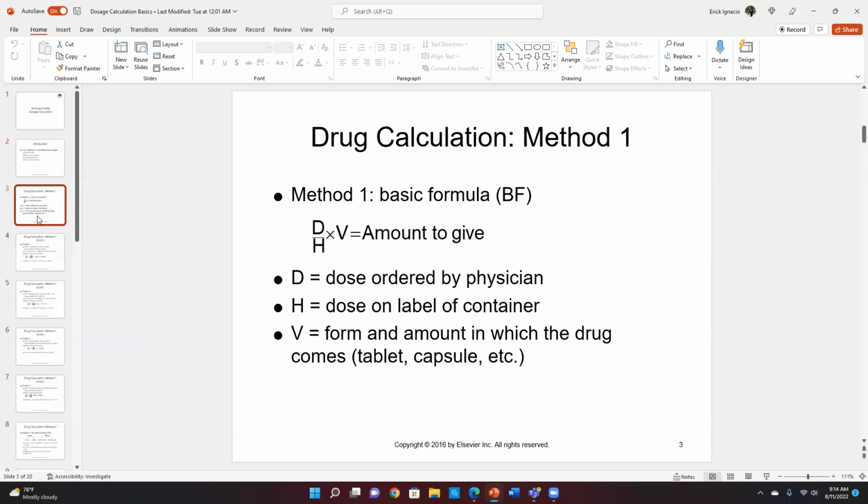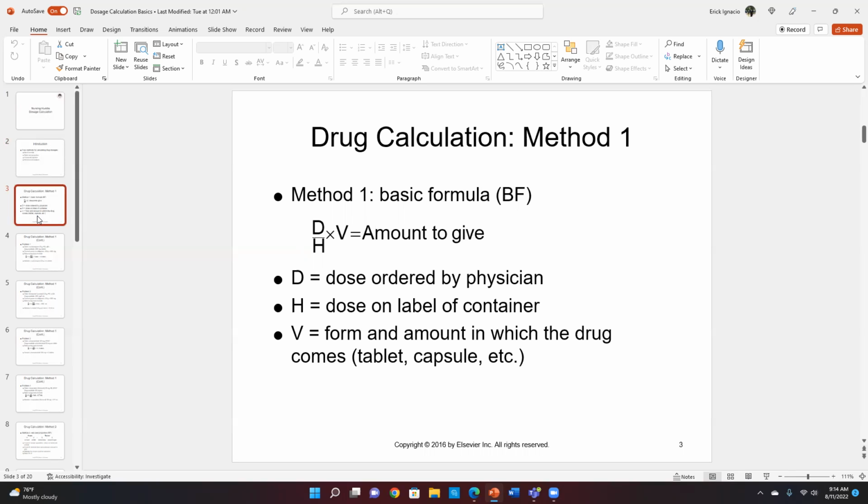The formula to memorize is D over H times V equals the amount of medication to give. D equals the dose that is ordered by the physician, and we will be doing some sample problems, so don't worry about that. H is the dose that is on the label of the container. And V is the form and the amount in which the drug comes.